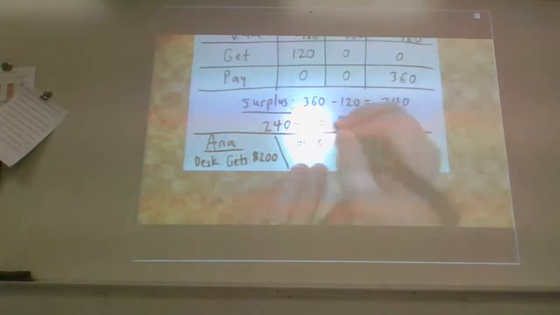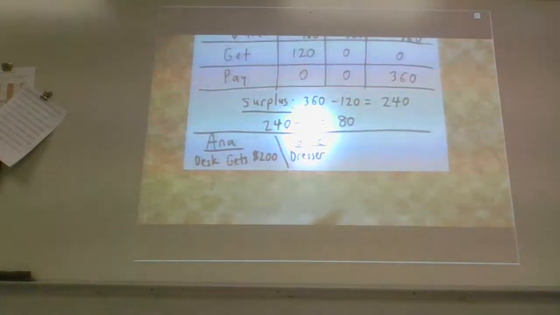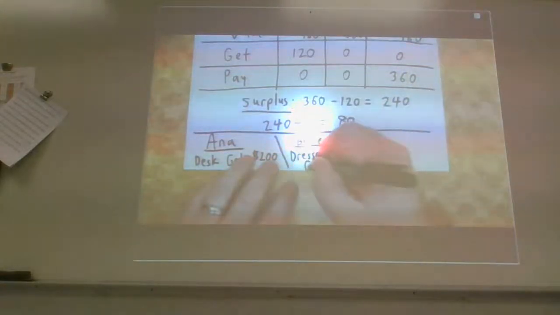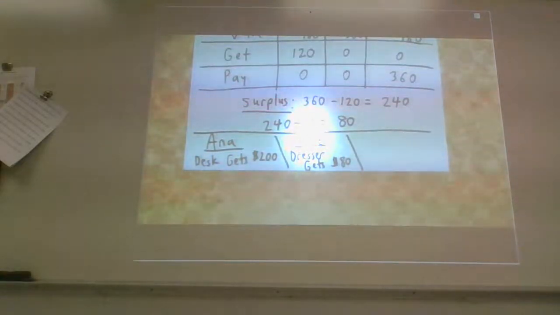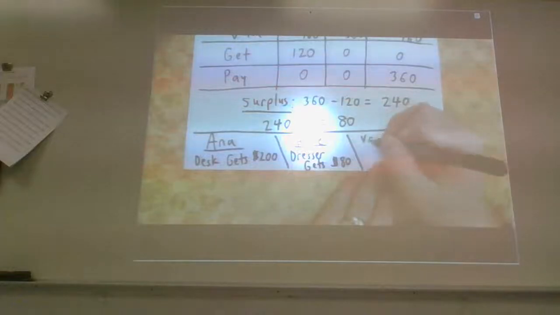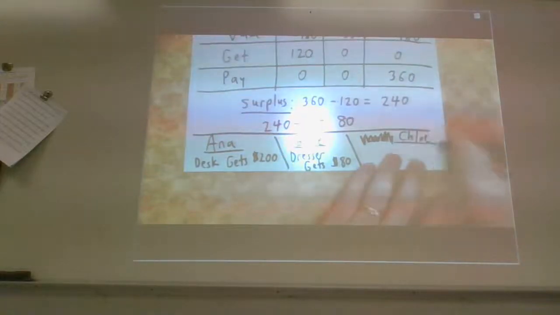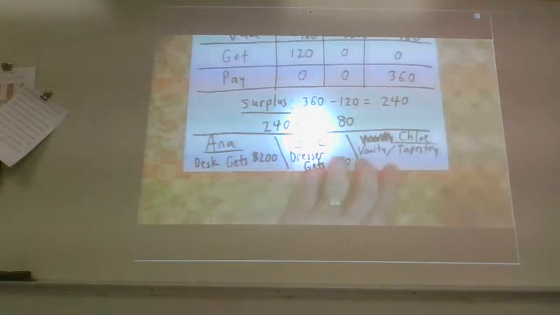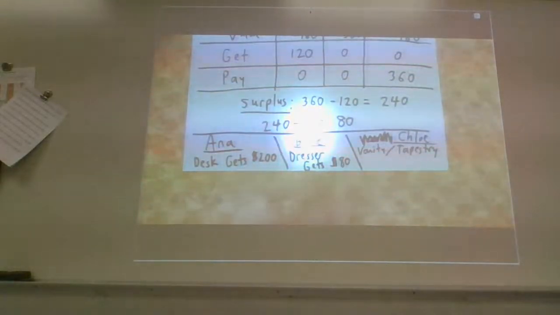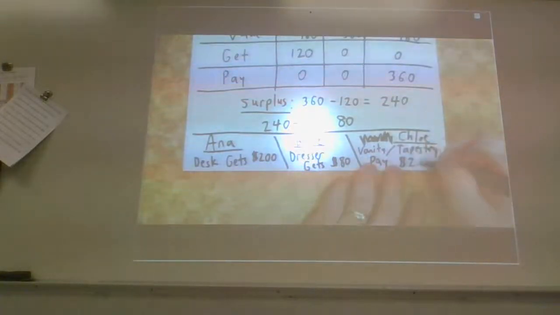Belle is getting the dresser, didn't get anything in the first settlement, but is getting the surplus. Gets $80. Whereas Chloe is getting the vanity and the tapestry. Chloe is getting the vanity and tapestry. Originally had to pay $360, but is getting $80 back in the surplus, so she only has to pay $280.